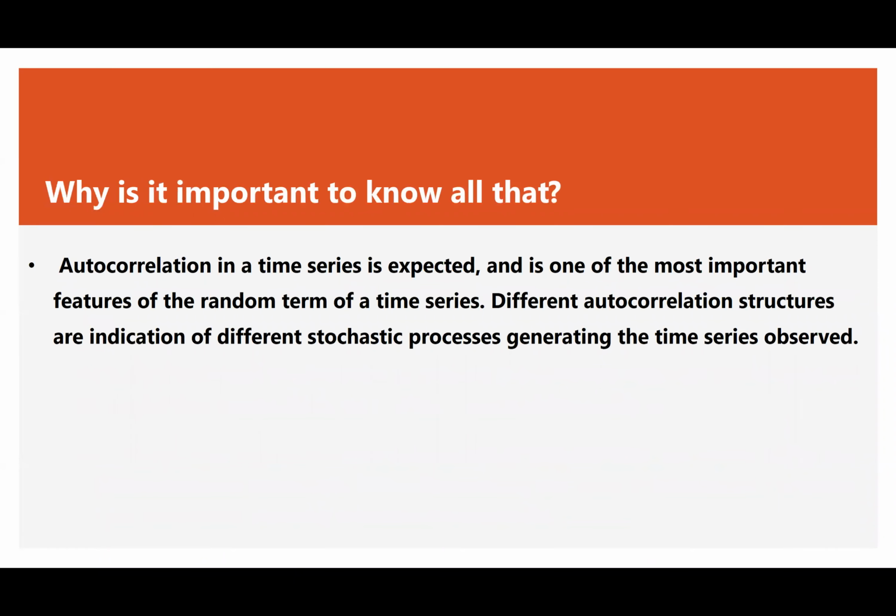So why do we need to know all this? Well, autocorrelation in a time series is expected and is one of the most important features of the random term of a time series. Different autocorrelation structures are an indication of different stochastic processes. And we get from that a hint as to what the model is going to be for the data, the model for the stochastic process.